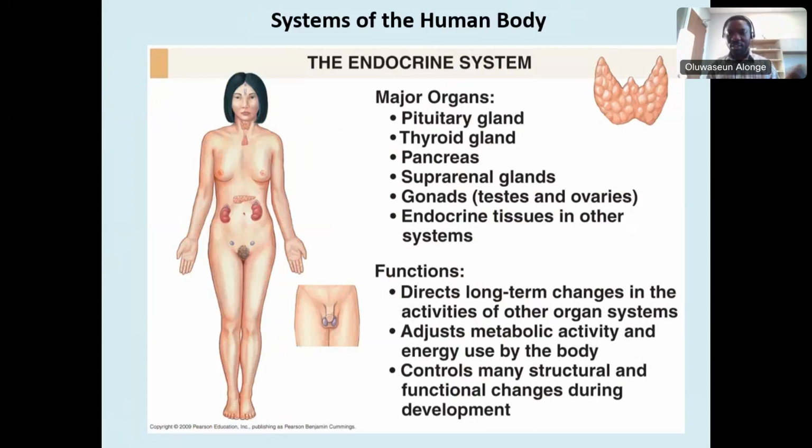Functions, obviously, it determines the hormonal activities, endocrine glands. All right. So that's what is responsible for changes that happen in organs. Puberty, metabolic activities, all of those are determined by endocrine glands.